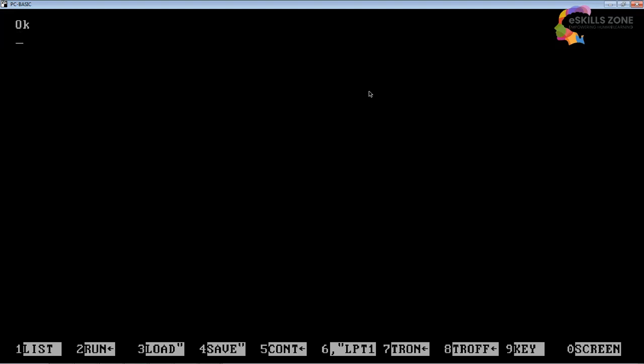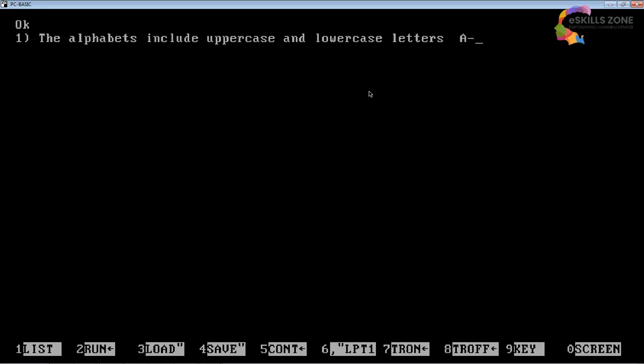First, we will discuss the alphabet characters. The alphabet characters include uppercase and lowercase letters. When we talk about uppercase, it means all the capital 26 letters of the English language, and when we talk about lowercase, it means all the small characters from A to Z, 26 characters. So the alphabets include upper and lowercase letters.